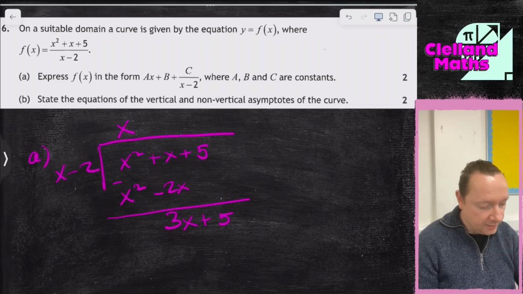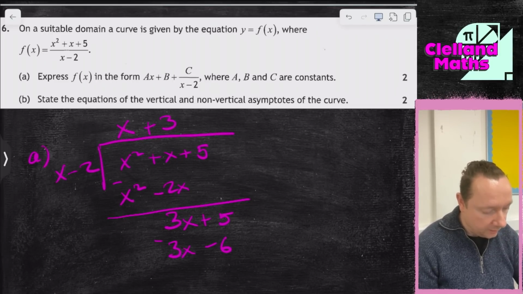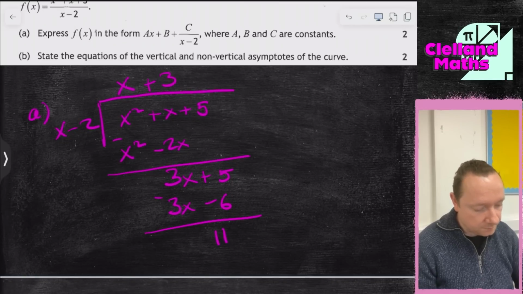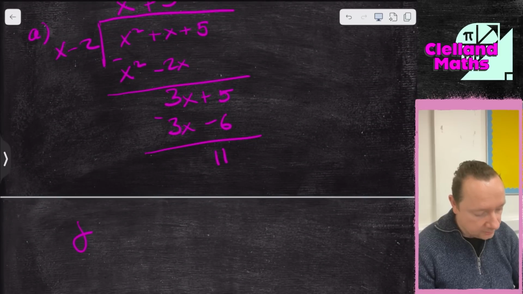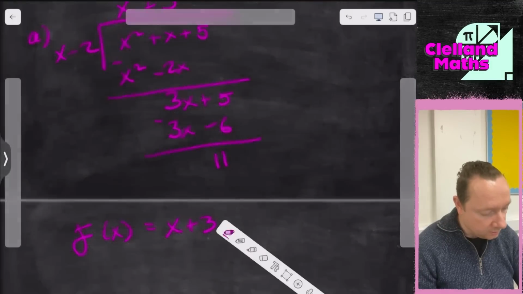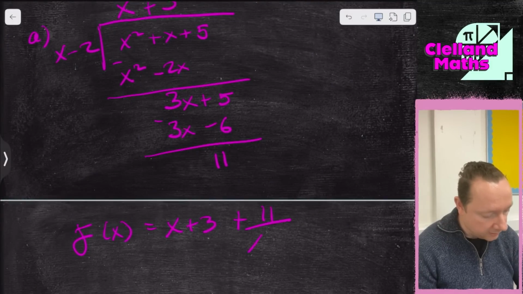Now I go in again. x into 3x is 3. That gives me 3x minus 6. Take away. That gives me 5 minus 6 is 11. So that means that f of x is equal to my quotient, x plus 3, plus my remainder, 11, which is over x minus 2.